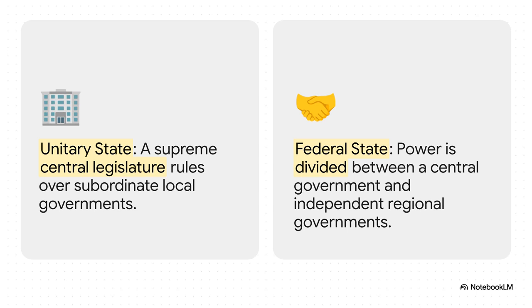The other option is a federal state. Here, power is divided. It's shared between the central government and the regional governments, like states or provinces. Each of them is independent within its own little bubble, kind of like partners in power.